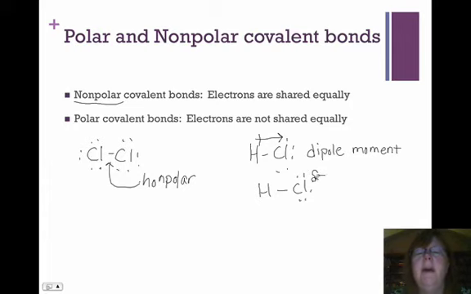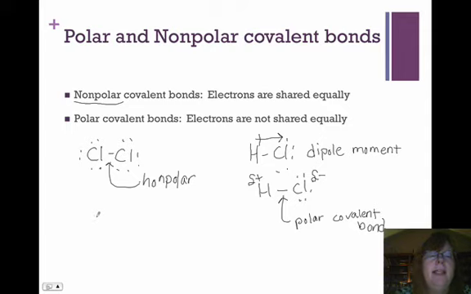That's what that Greek letter delta means. So the electrons are spending more time around that chloride, giving it a slightly negative charge, and the hydrogen has a slightly positive charge. So this is where the electrons are not shared equally, and that is called a polar covalent bond. So electrons are not shared equally, and so we wind up having a separation of charge. So a polar molecule has a separation of charge.